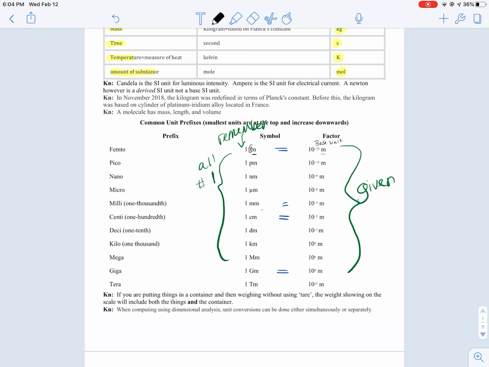You need to know how to use this chart, and you need to know that this won't be given, that there's a 1 that goes in front of the thing that has a prefix, and that this number over here is the base unit number. And the way you put it in is you put it in your calculator as 1 times 10 to the. So all of these are like 1 times 10 to this.